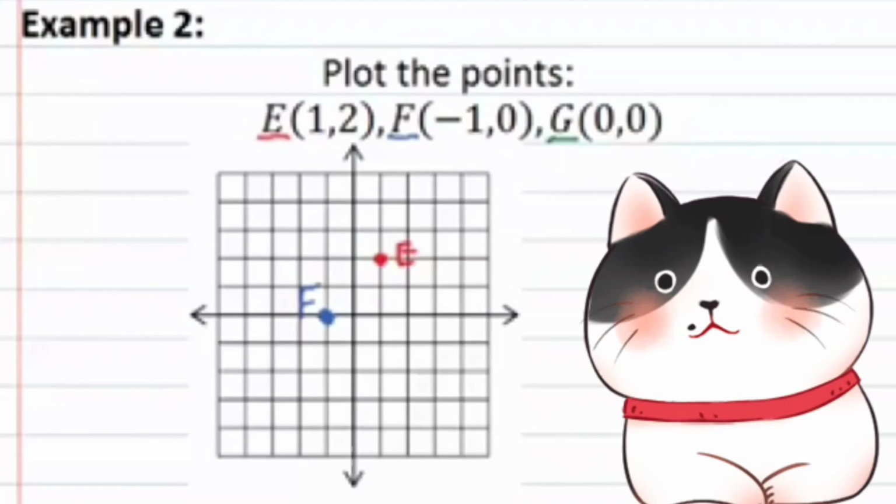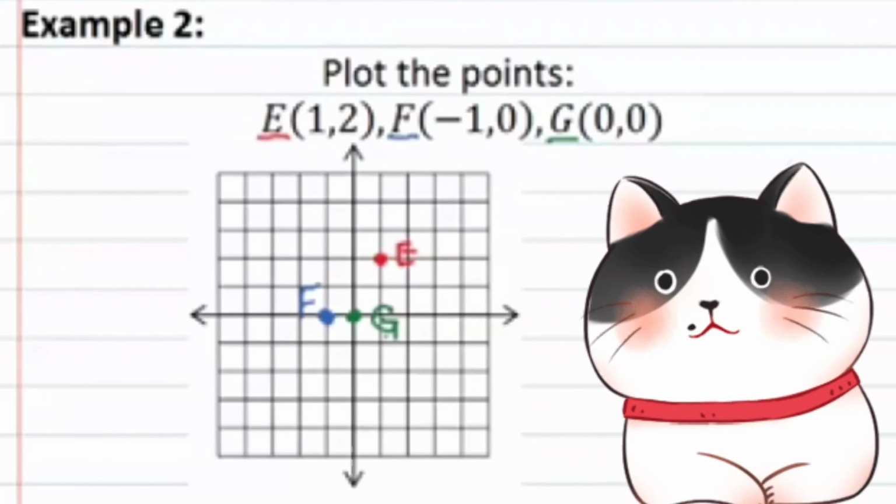Now for finding G, as you can tell, it is (0, 0). (0, 0) means that it lies on both the x and the y-axis, or it moves in no direction from the origin. We plot the point and label it G.